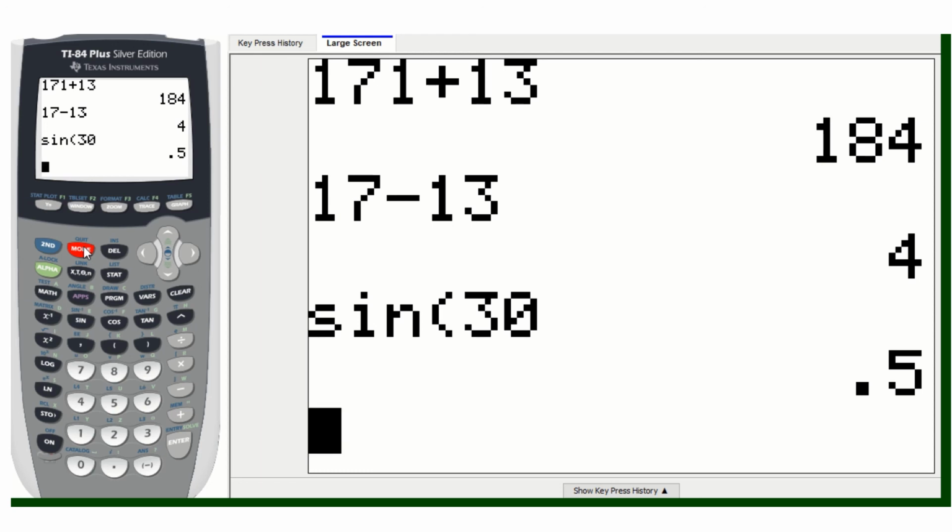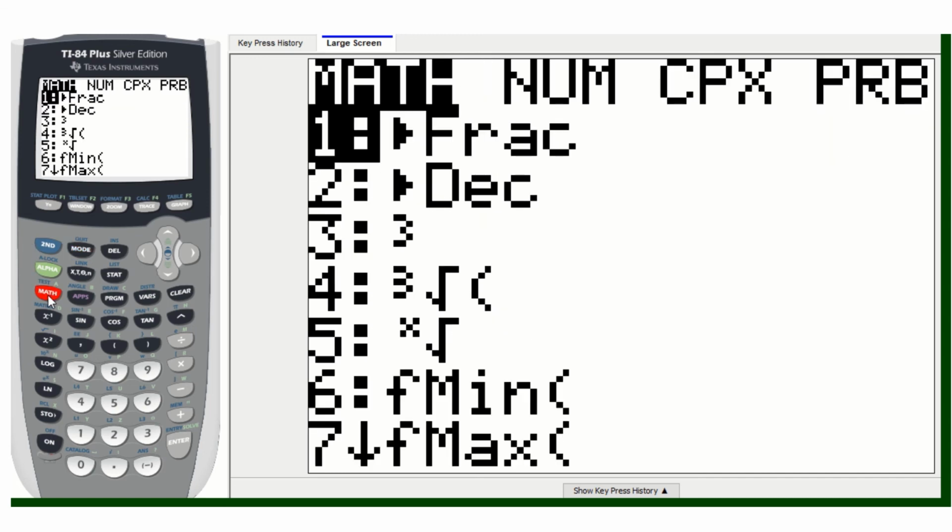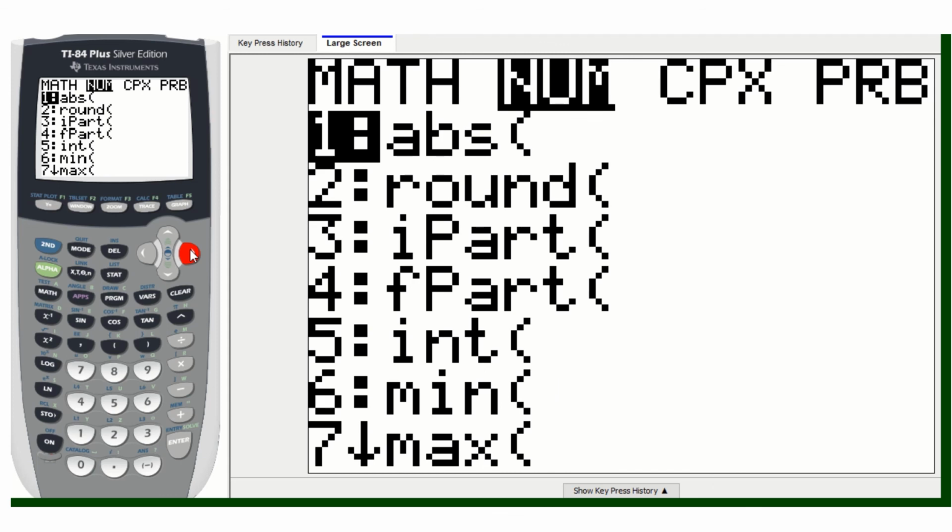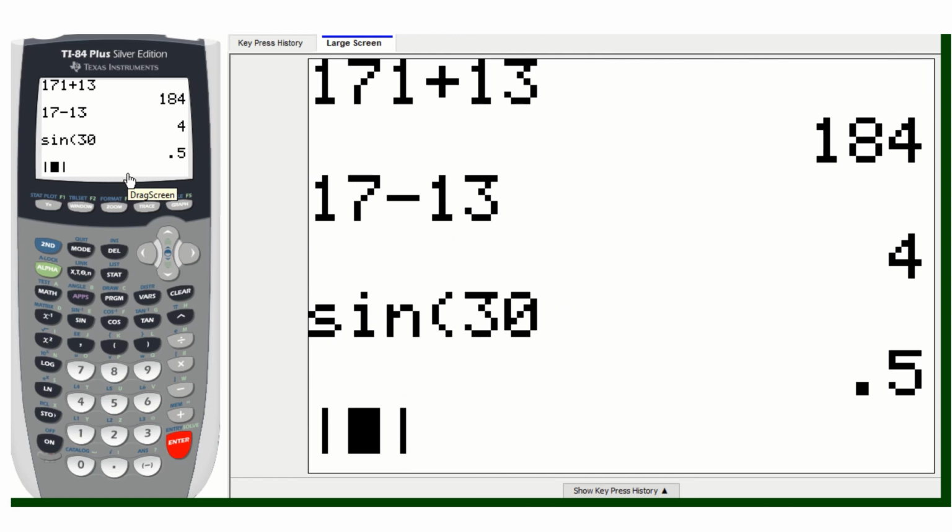I do have an absolute value feature on this calculator. It's not a designated button, so I go into math, and here's where all those roots were. If I push to the right button, I'm over at number. So the first thing is abs for absolute value. If I pick that, it will let me enter in absolute value stuff.